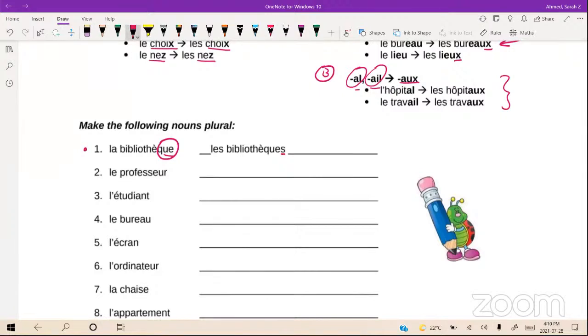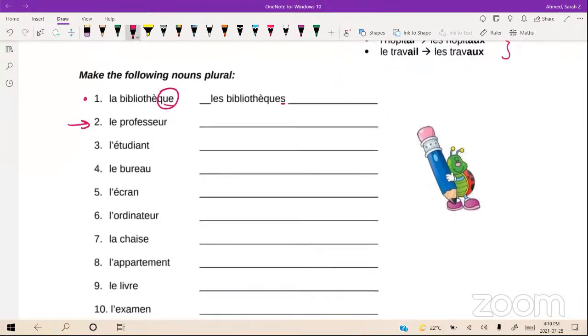Okay, so why don't you try number 2 now and just put in the chat what you think the answer would be.